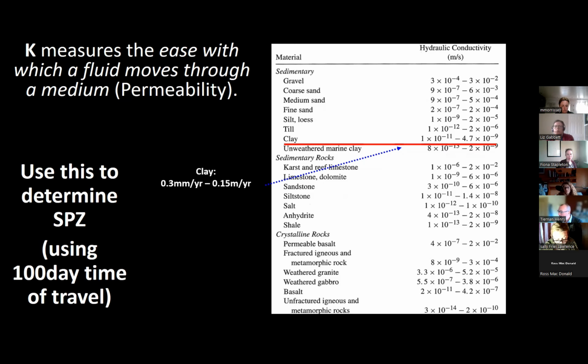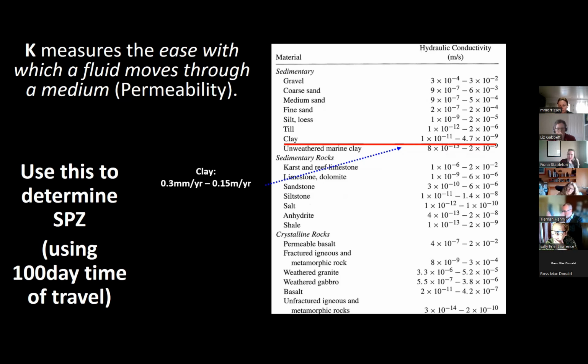And the reason they picked 100 days is generally most bacteria that we find at the surface will not survive in groundwater for more than 50 days. So when they were defining this, they said, just to be sure, instead of using the 50-day time of travel, we will use the 100-day time of travel. So if you put a drop of water on the ground and it gets into the ground, you should be able to work out how far it will travel in 100 days.